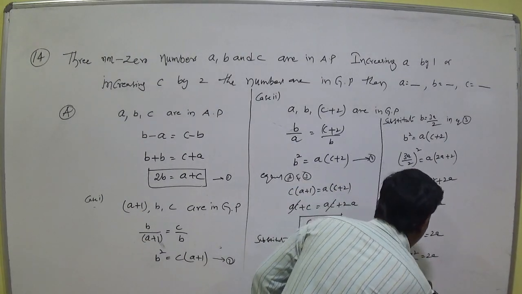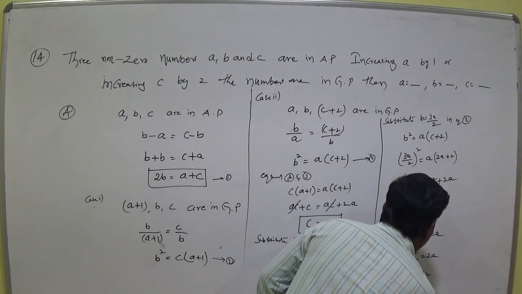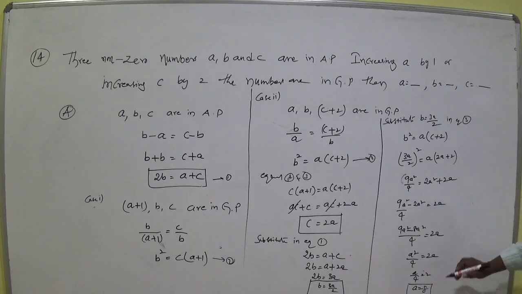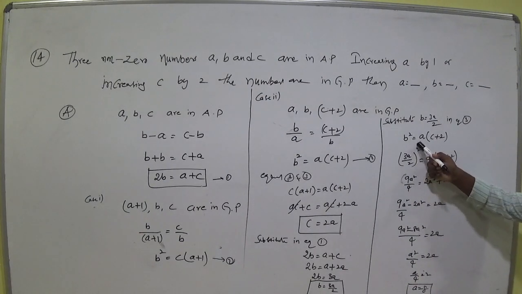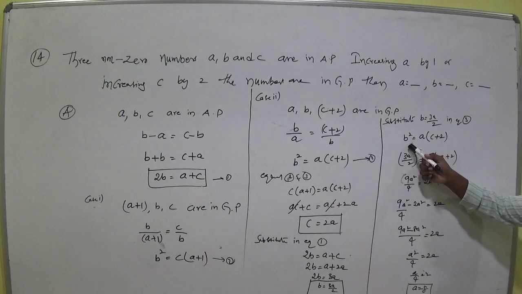A cancels. A by 4 equal to 2, so A equal to 8. We got A equal to 8. Here B square equal to A into C plus 2. We have to substitute the B value. What is the B value?